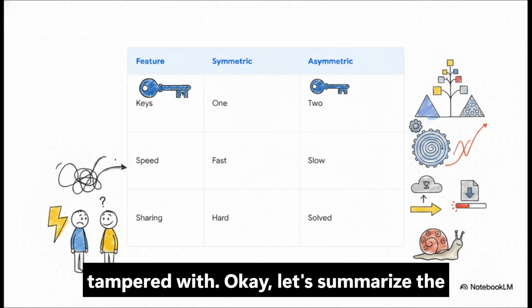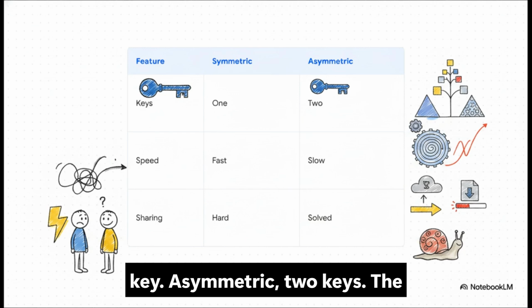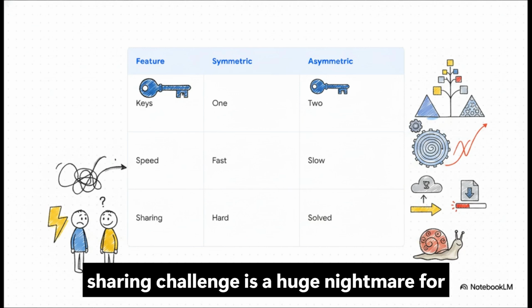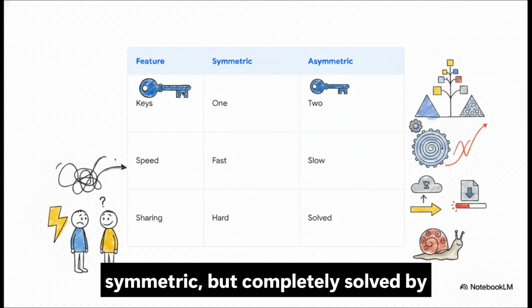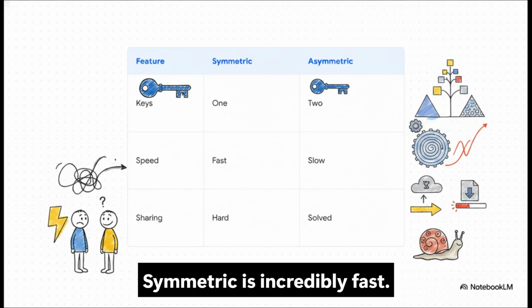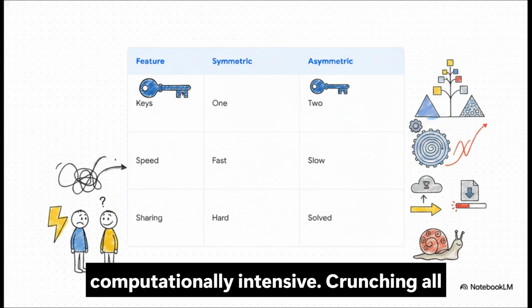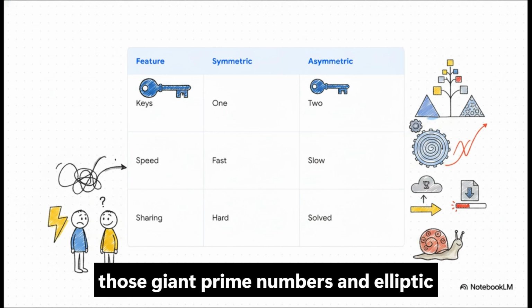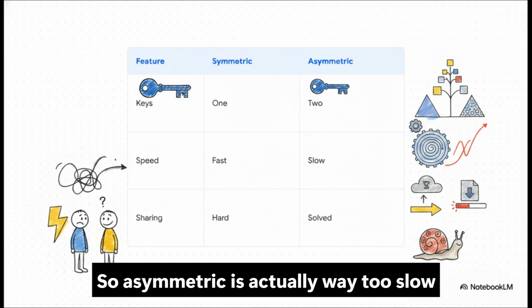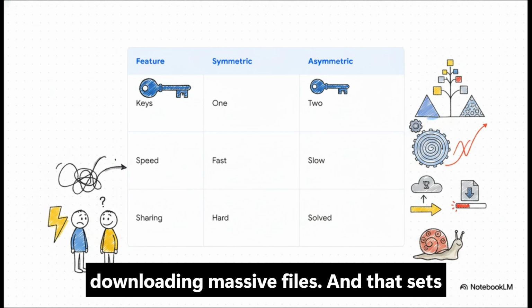Okay, let's summarize the trade-offs real quick. Symmetric, one key. Asymmetric, two keys. The sharing challenge is a huge nightmare for symmetric, but completely solved by asymmetric. But here's the catch: speed. Symmetric is incredibly fast. Asymmetric, on the other hand, is computationally intensive. Crunching all those giant prime numbers and elliptic curves takes a lot of processing power. So asymmetric is actually way too slow for things like streaming an HD movie or downloading massive files.